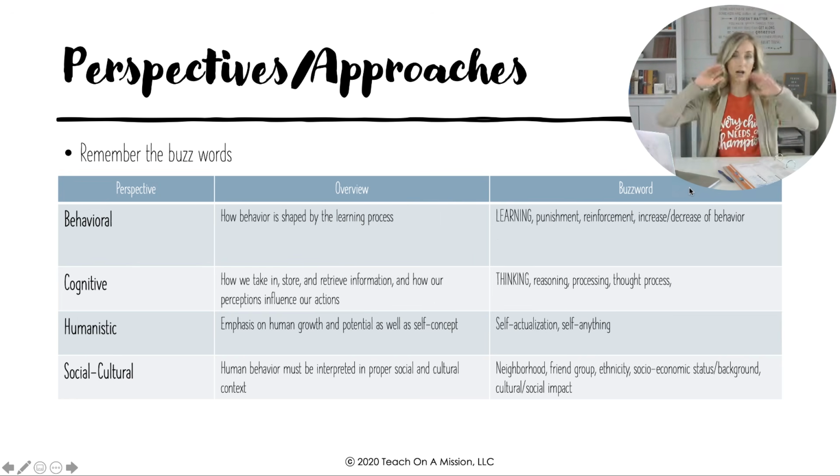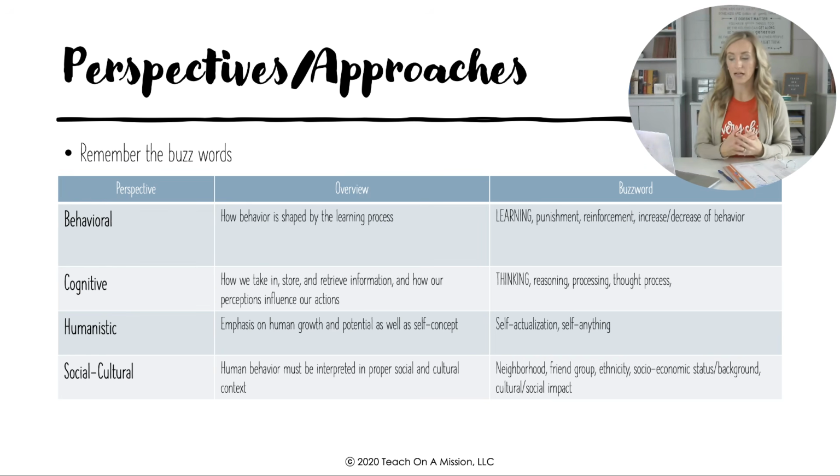Again, this is a broad bird's eye view review, so make sure you're studying this stuff. Behavioral being the learning process, so learning being a big buzzword. Anything with reinforcement, the increase or decrease of behavior. Cognitive is when you think, cognitive, thinking. It's all about thinking, thought processes, processing, reasoning, a lot of times memory and how that's impacted as well.